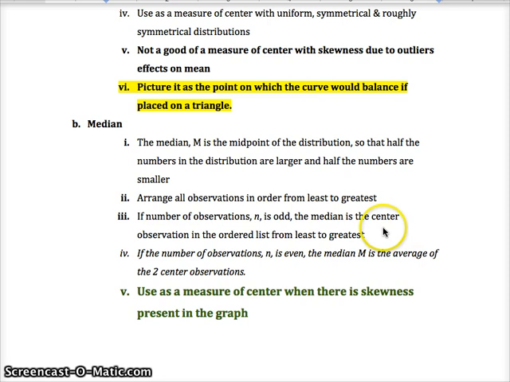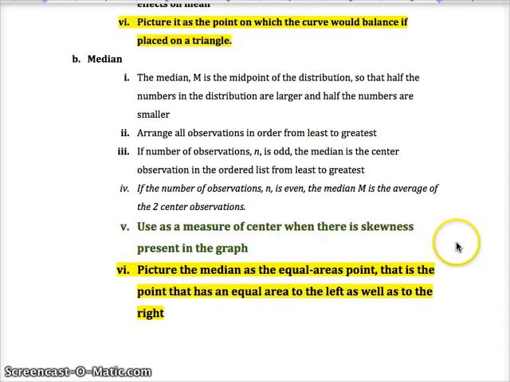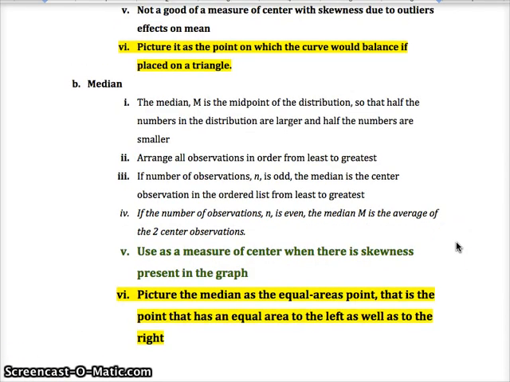We use the median as a measure of center whenever there's skewness in the graph because the median won't be swayed by those large values or small values that are far out of the pattern of the graph. And we should really picture the median as the equal areas point. So an equal amount of area would be on the left and the right of it. If we looked at the curve on the left and the right, there'd be an equal amount of area. If it's a dot plot, the same number of dots on the left and the right when we look at it that way.